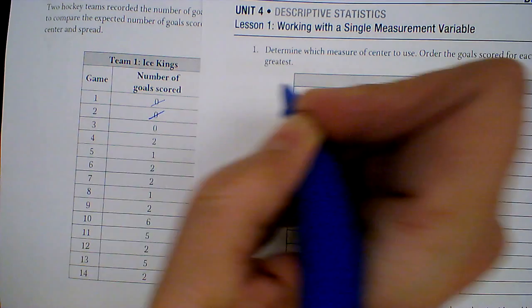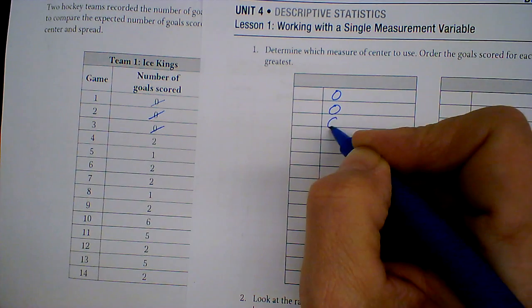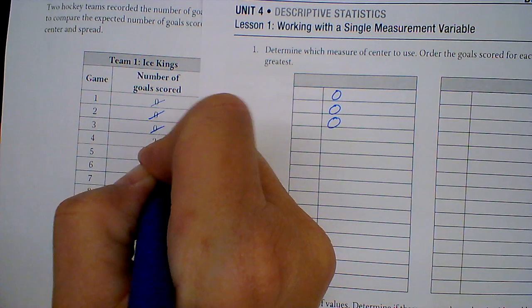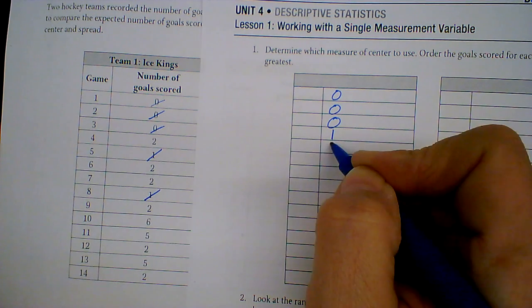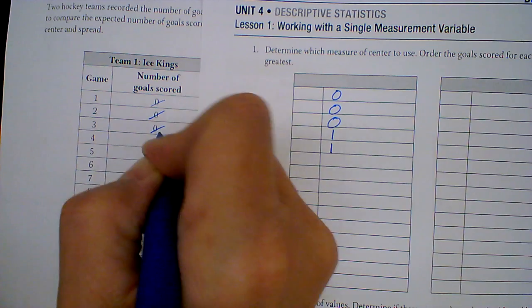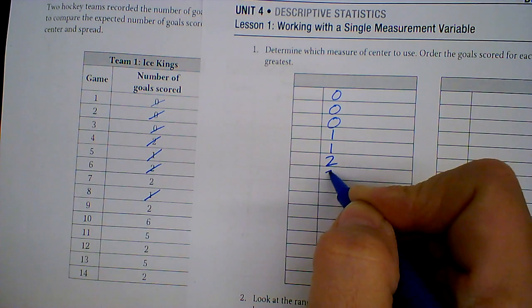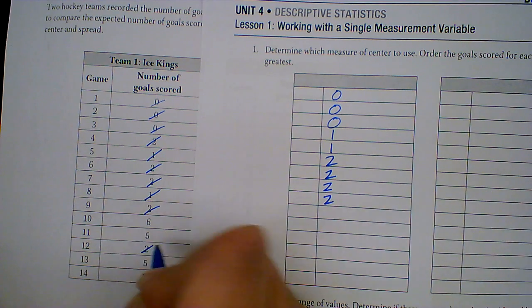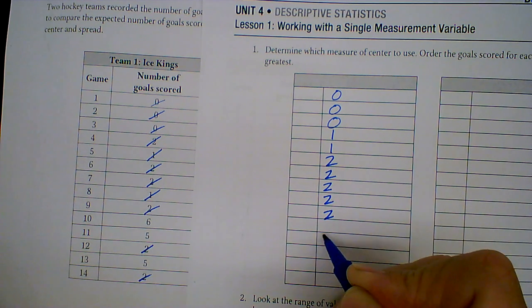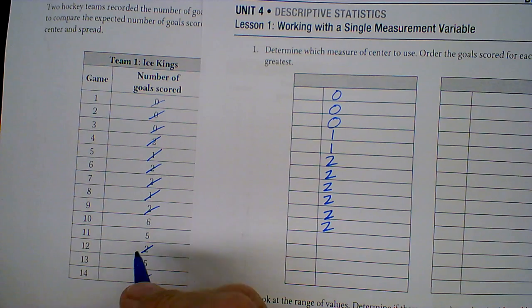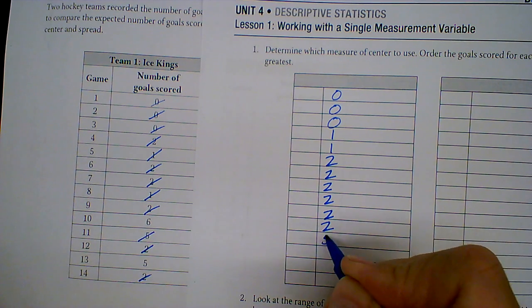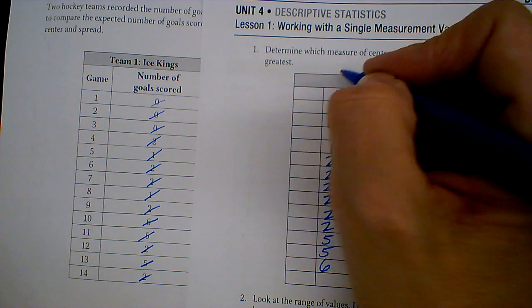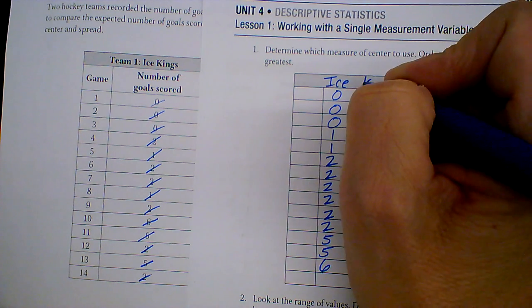Got 0, 0, 0, and that's it for my zeros. 1, 1, that's it for my ones. 2, 2, 2, 2, 2, 2. No 3s, no 4s. 5, 5, and 6. So this is the Ice Kings.